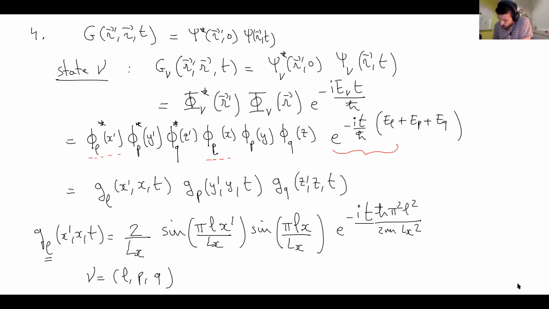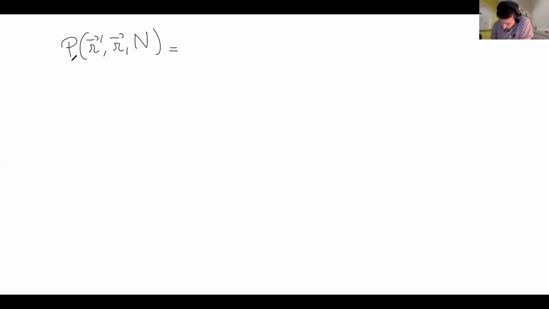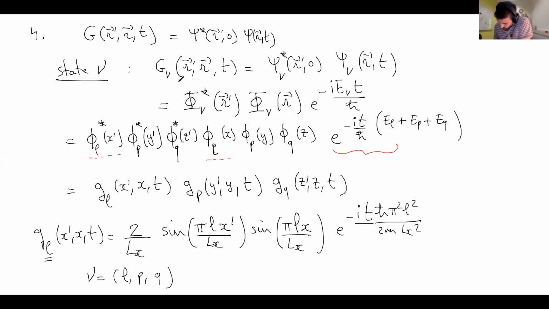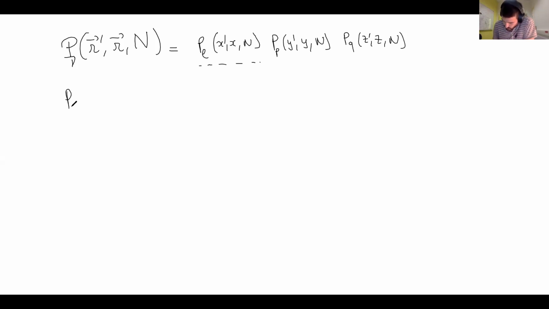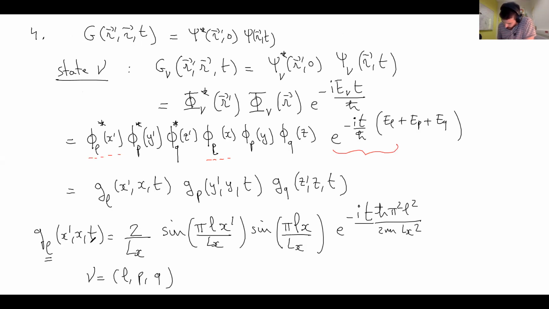So P of starting at R prime, ending at R after N monomers, is exactly like before. It will be the product. So in state nu, it will be the product of a problem along X, a problem along Y, and a problem along Z. So you have, let me call it PL, small p, and this is capital P. PL X prime X N, P Y prime Y N, and PQ for Z. And so it's equivalent if I provide you only that, because everything is identical afterwards. So this is the transformation of that guy, but in the polymer language.